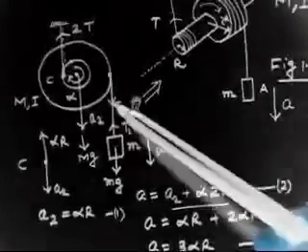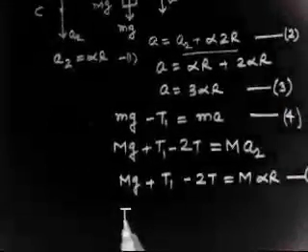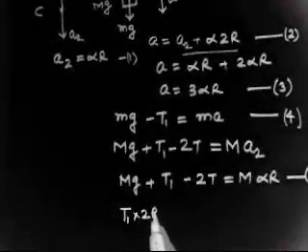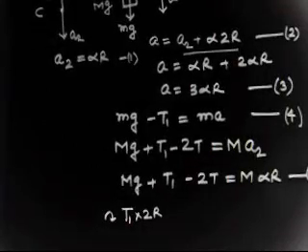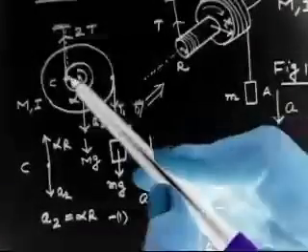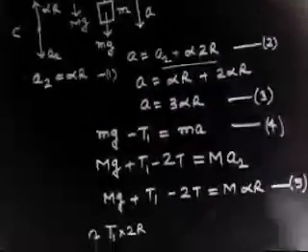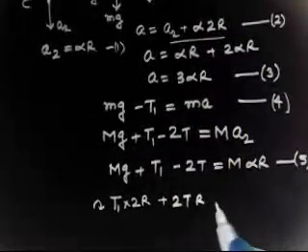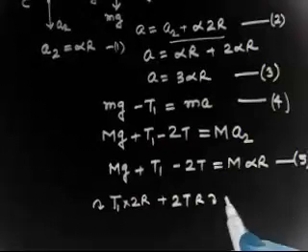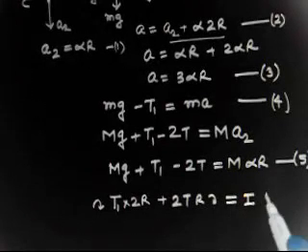What is the torque acting? So T1 into r, 2r. So T1 into 2r, that will rotate in this way. Are you getting? And T2 into r, this will also rotate in this way. So plus 2T into r, this will also rotate in this way, is equal to I, the moment of inertia, into alpha.